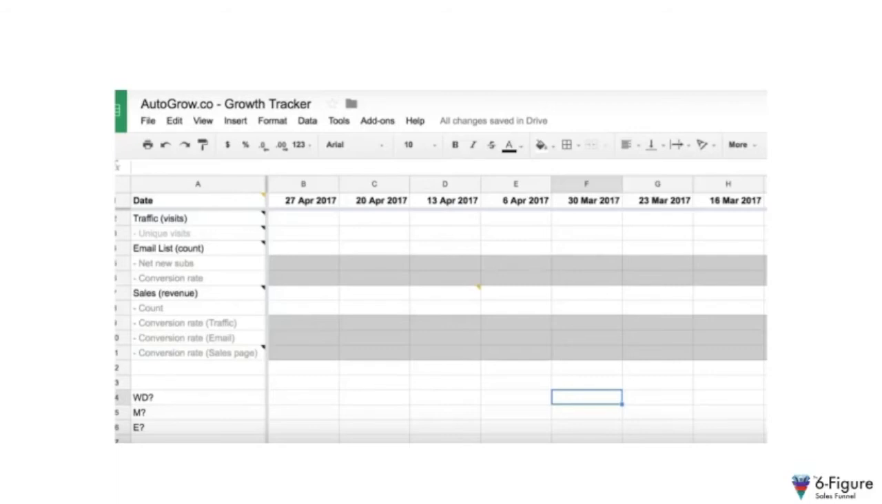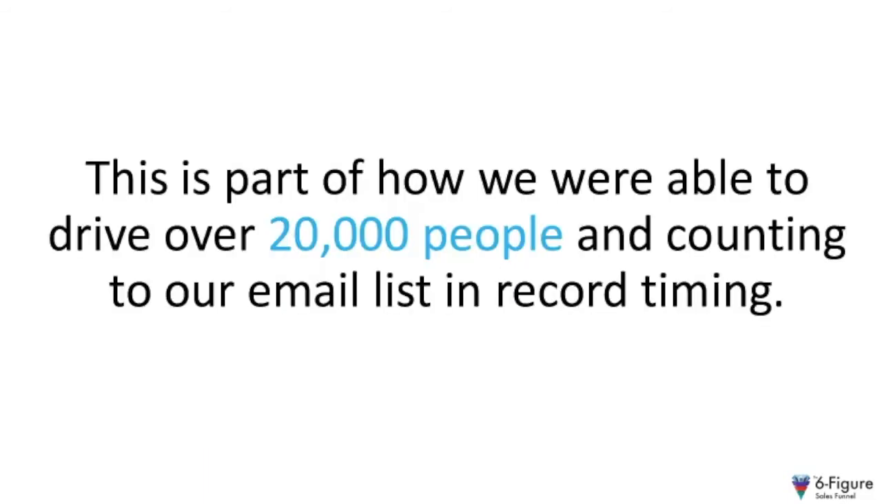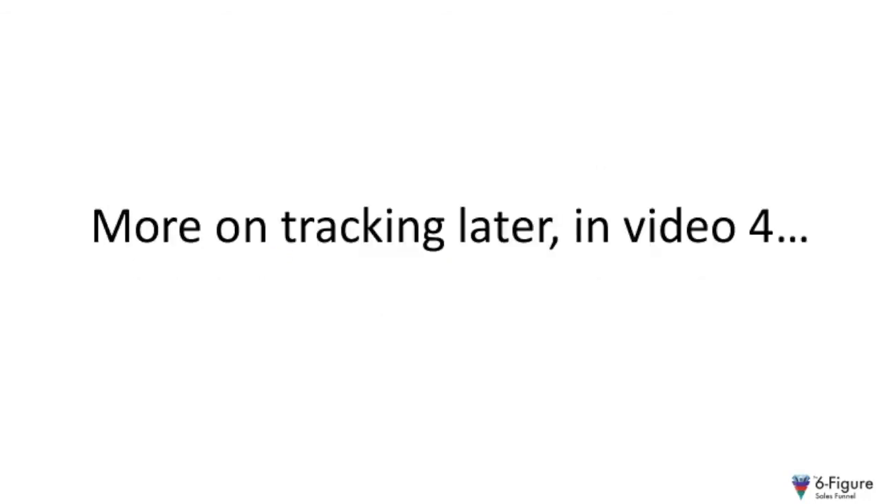For example, when we saw our conversion rate from visitors to email subscribers was a measly 2%, the tracker pointed this out and we focused on it and optimized. As a result, conversions more than tripled and today are at just under 7% across our entire site. This is part of how we were able to drive over 20,000 people and counting onto our email list in record timing. There's more to be said about how to use your tracker to make strategic decisions that will continuously grow the leads and sales your funnel brings you, but I'll cover some of that in video 4.